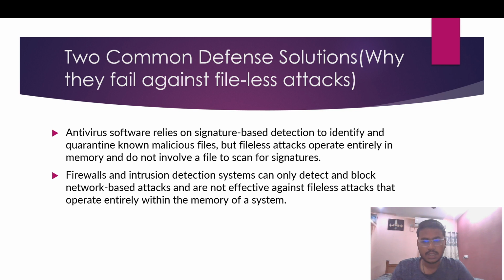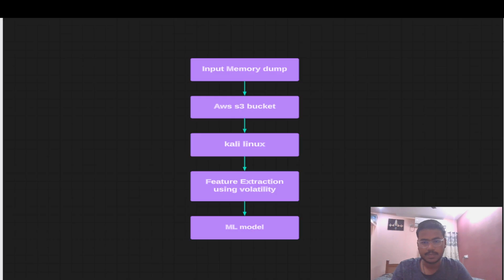Two common defense solutions and why they fail to detect fileless attacks. Antivirus software relies on signature-based detection to identify and quarantine known malicious files, but fileless attacks operate entirely in memory and do not involve a file to scan for signatures. Firewalls and intrusion detection systems can only detect and block network-based attacks and are not effective against fileless attacks that operate entirely within the memory of a system.